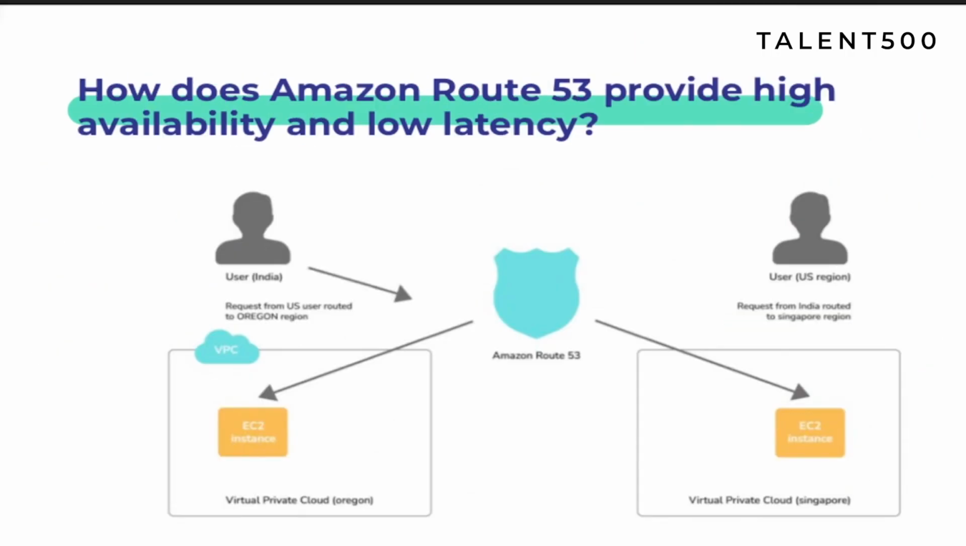The next question which we have here is, how does Amazon Route 53 provide high availability and low latency? It's not easy for Amazon Route 53 to do it, but it uses different means, and with the help of those different means, it is able to provide high availability and low latency.